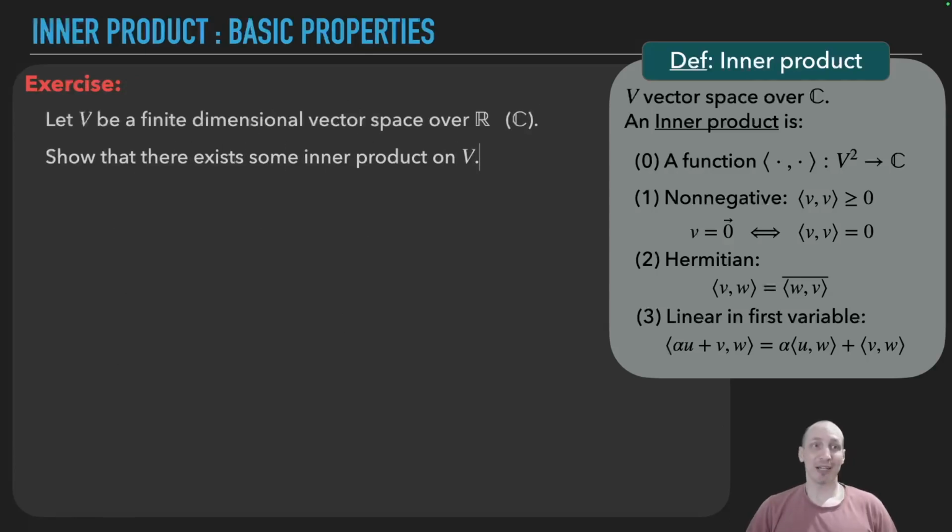So let V be a finite dimensional vector space over the real numbers or the complex numbers. Show that there exists some inner product on V. Okay, whatever inner product you can find. Now you should stop the video and try to prove it by yourself before we do it together.